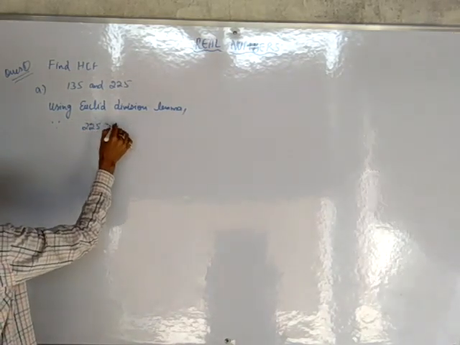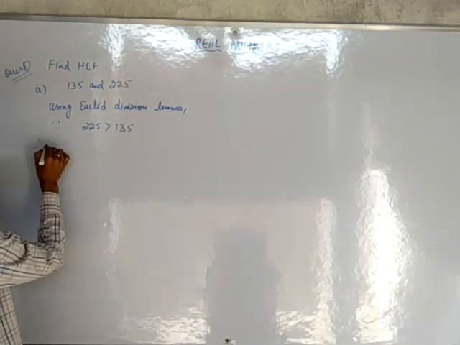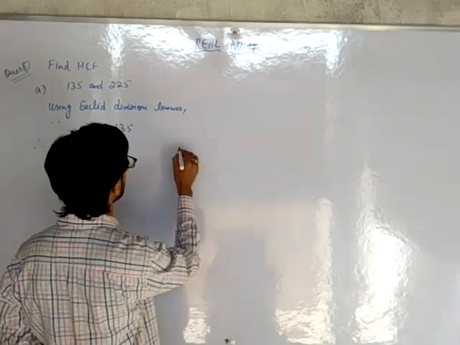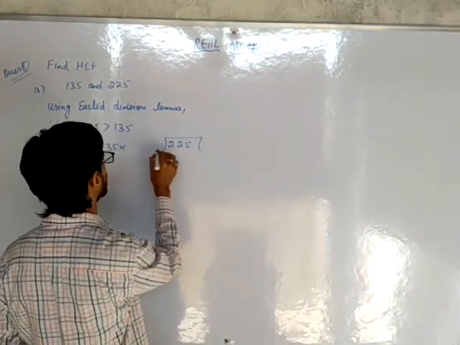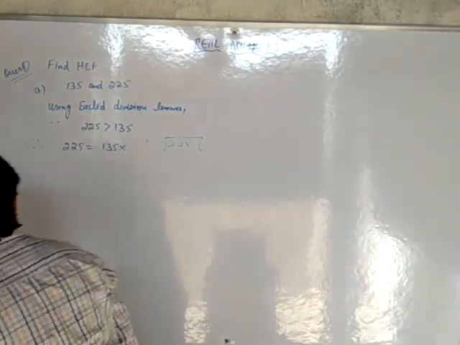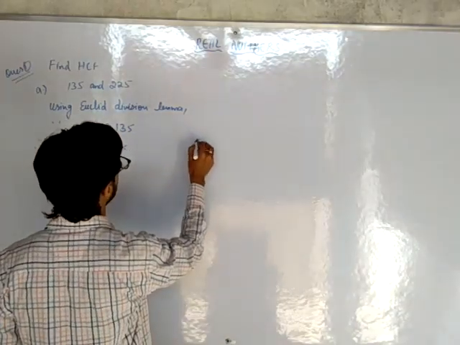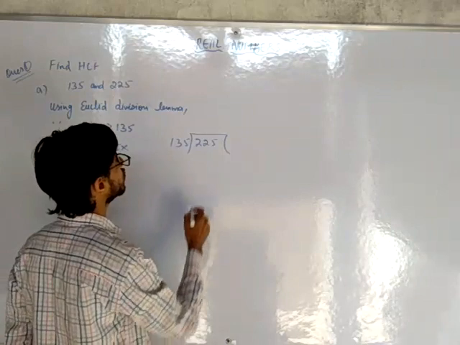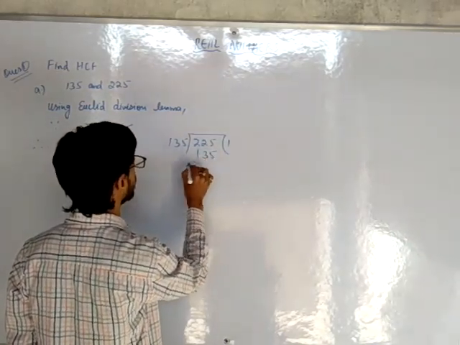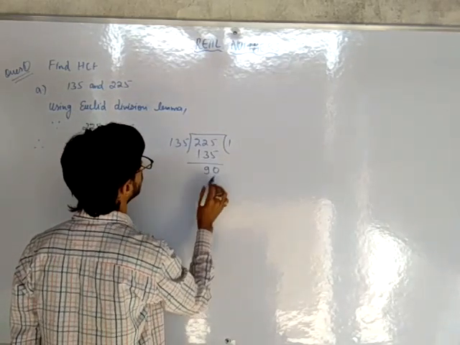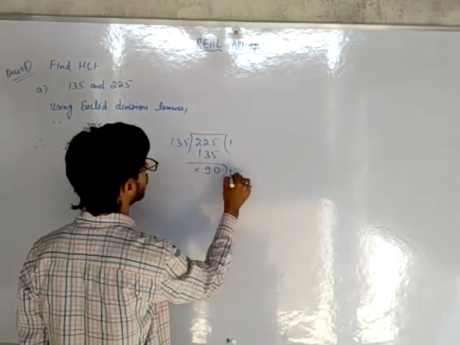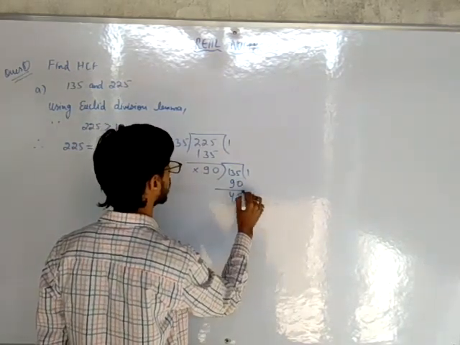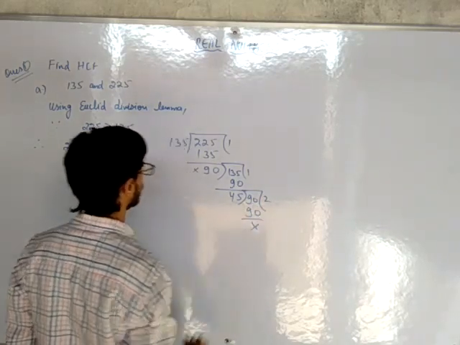since 225 is greater than 135, therefore 225 is equal to 135 into, you have to find here. So 270, 2 times it will cross, so we will take 1 time. 135, 5 minus 5, 0, 12 minus 3, 9, 0, 90. Now this 135 will come here, 90 is a 90 again, 45. Again this 90 will come here, 45 2 is a 90, remainder 0.